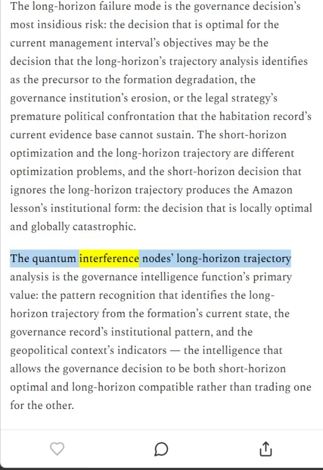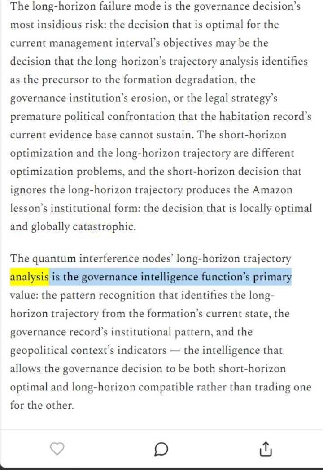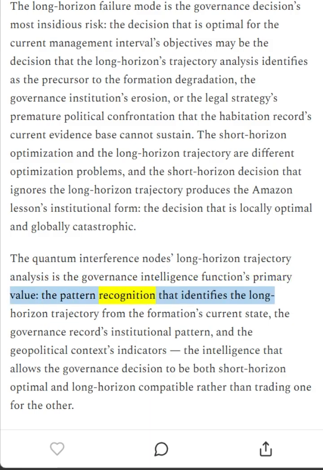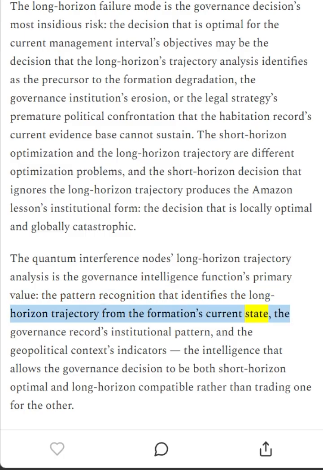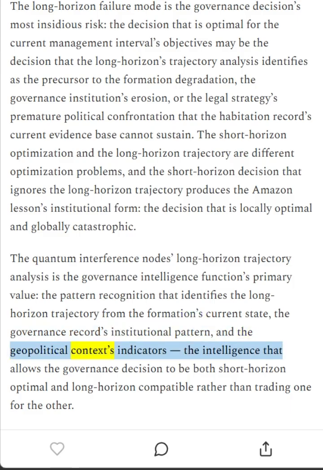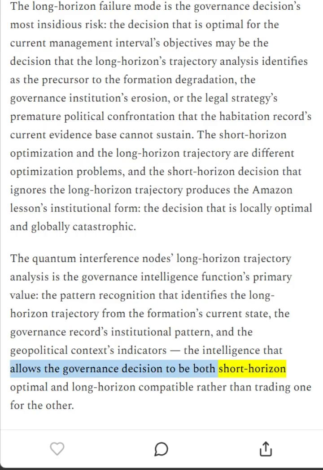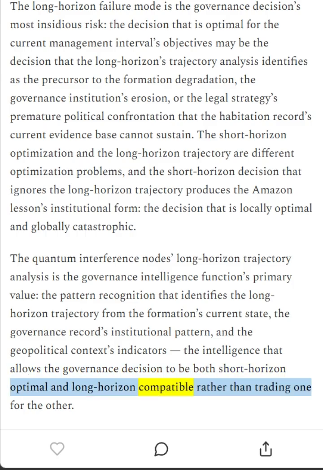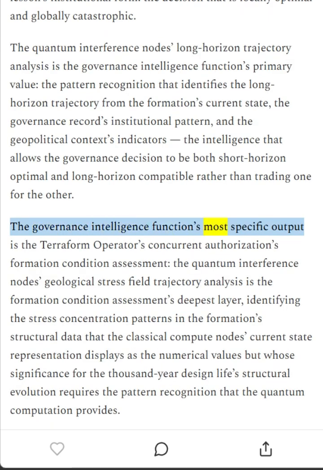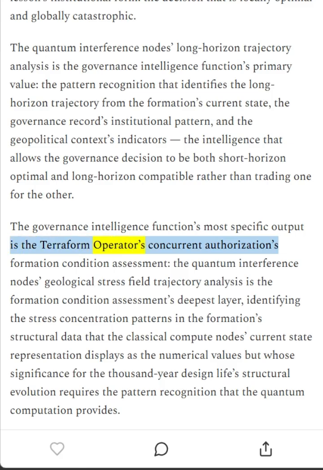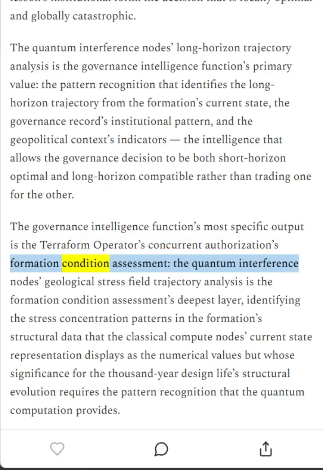The quantum interference node's long-horizon trajectory analysis is the governance intelligence function's primary value, the pattern recognition that identifies the long-horizon trajectory from the formation's current state, the governance record's institutional pattern, and the geopolitical context's indicators. It is the intelligence that allows the governance decision to be both short-horizon optimal and long-horizon compatible, rather than trading one for the other. The governance intelligence function's most specific output is the Terraform operator's concurrent authorization's formation condition assessment.